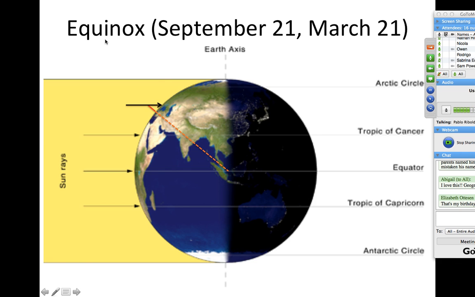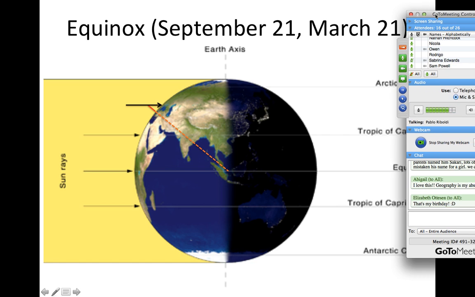Equi means equal, and nox, I have no idea what it is, but basically the meaning of this word is that the equinox is the time of equal night and day. For every part of the planet, all over the earth, you have 12 hours of daytime and 12 hours of nighttime during those 2 days.